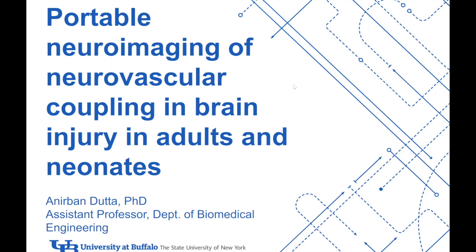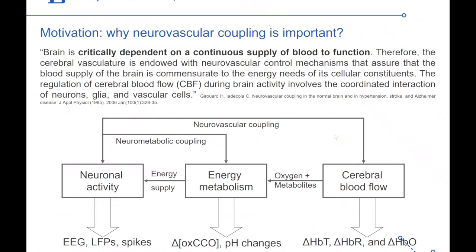Let me stop the video because I think it may slow down the talk. Okay. So now, this talk is on portable neuroimaging of neurovascular coupling in brain injury in adults and neonates. As I said, this work started with the funding from CGHE, and the concept was developed while I was in Europe, working on my master's at the Charité. There we had this concept of evaluating neurovascular coupling. And the question was, what's the importance of neurovascular coupling?